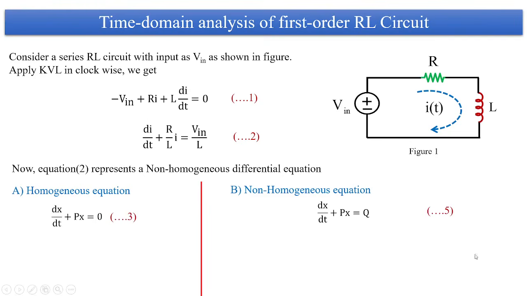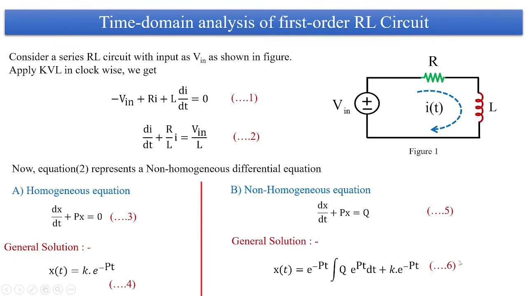So equation 3 and equation 5 are these equations and their general solutions are given by equation 4 and equation 6. Equation 4, for the homogeneous equation, is nothing but the complementary function, whereas for the non-homogeneous equation given by equation 5, the general solution is x of t, a composite of particular integral and complementary function. Anyhow, we said that equation 2 resembles this non-homogeneous equation.